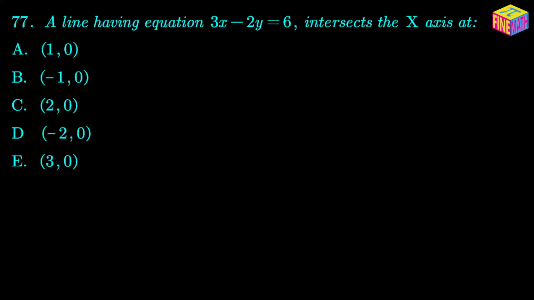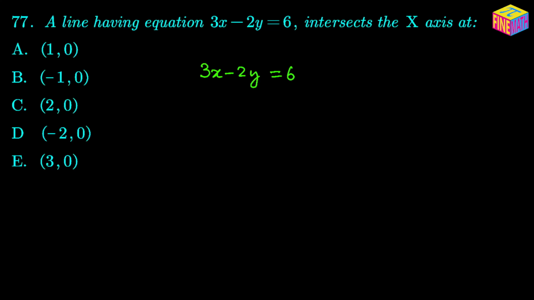Those are nothing but coordinates of points on the Cartesian coordinate plane, and we have to find out where on the x-axis this straight line would cut the x-axis, right? Meaning what are the coordinates of the point where this straight line would cut the x-axis. Now what is the equation of the straight line? Well, the equation of the straight line is 3x minus 2y is equal to 6.